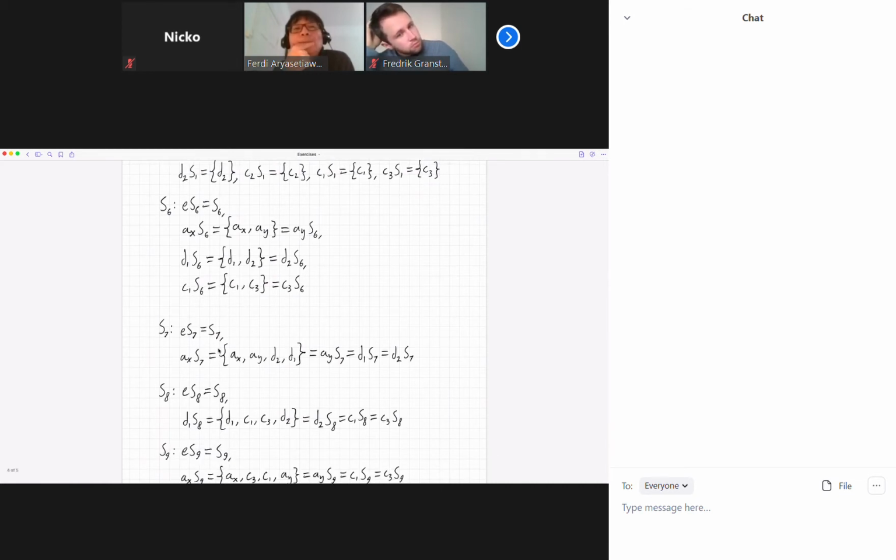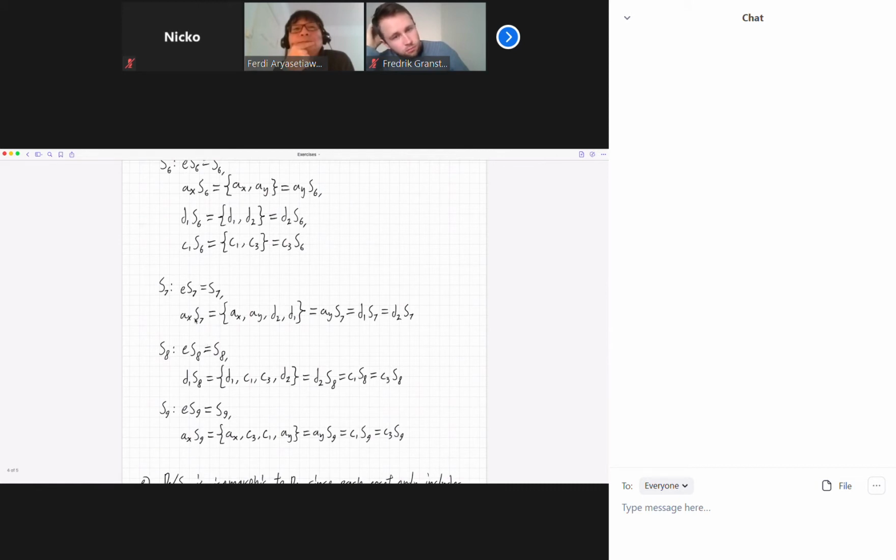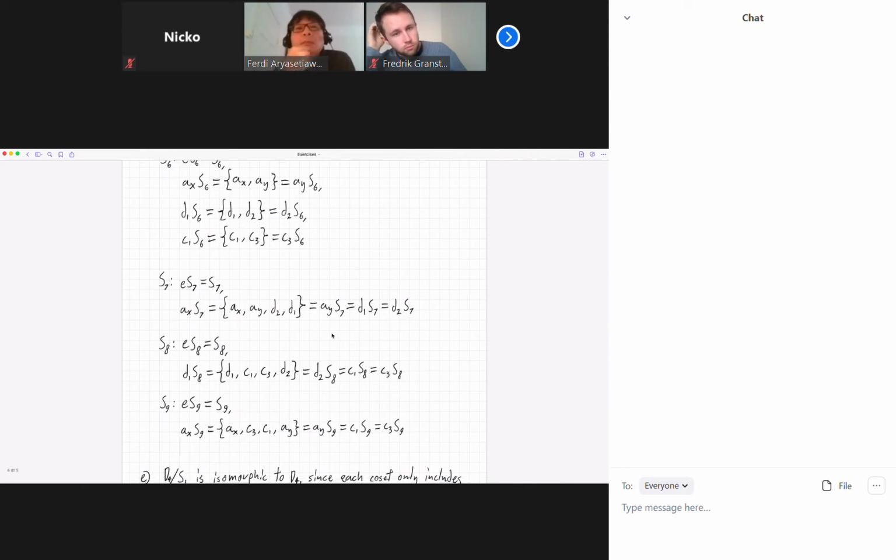Okay. And then for S7, we only have one coset, because the unit element gives us AX, C2 gives us AY, and then C1 and C3 give us the diagonal element, which becomes the same as the other cosets. And then similarly for the other two.